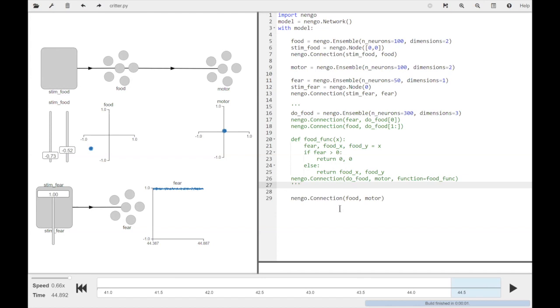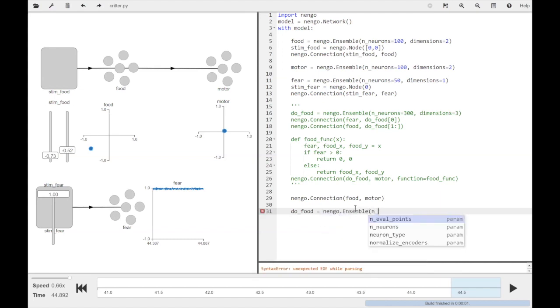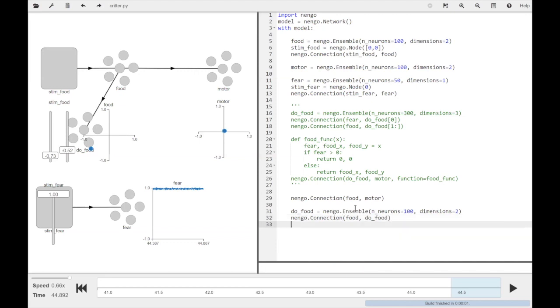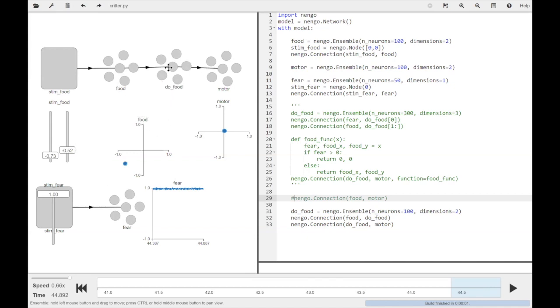Or maybe what we could have done is we could have said, all right, let's have another group of neurons. Whoops, do food is a Nengo ensemble. 100 dimensions, it's 2. And we could have said, all right, let's make a connection from food to do food. So this is similar to before, except I'm now having do food only be 2 dimensions. From do food to motor. So I've done something similar, except this is now only 2 dimensions.